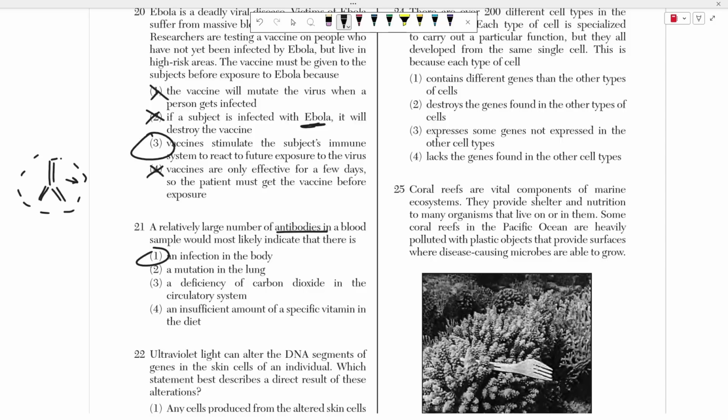2, a mutation has nothing to do with antibodies. 3, a deficiency of carbon dioxide in the circulatory system. Your circulatory system actually wants to get rid of carbon dioxide, so this doesn't make any sense. 4, an insufficient amount of specific vitamin in the diet. Antibodies have nothing to do with your vitamins.